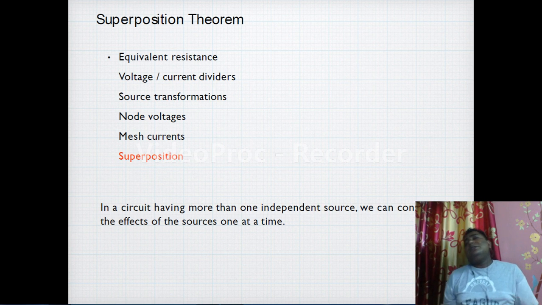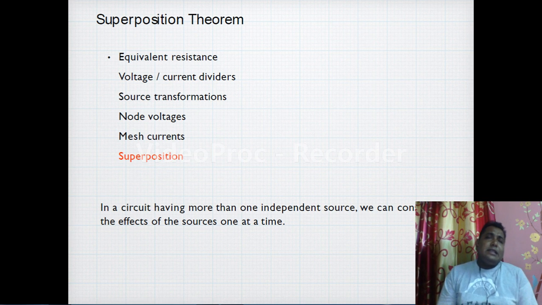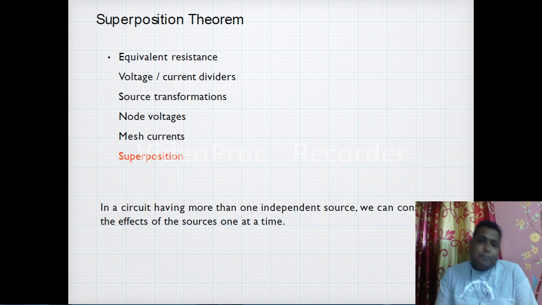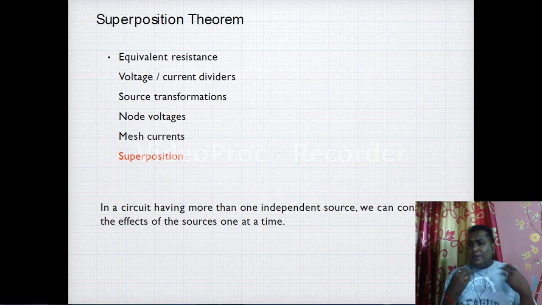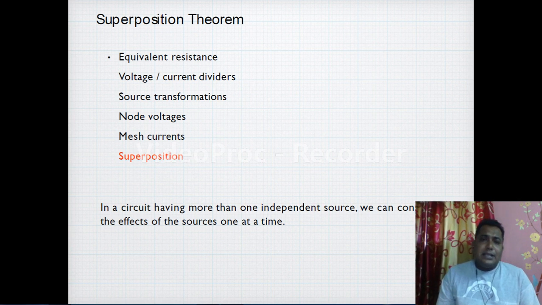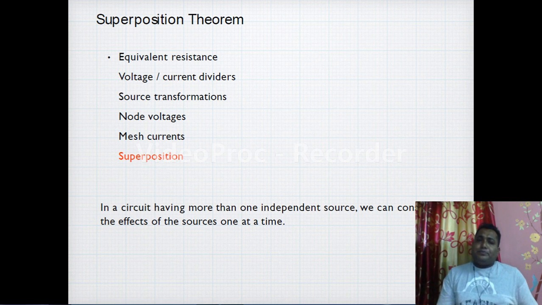So here the lines tell us the procedure to solve the theorem. Let us briefly see the procedure for solving the superposition theorem, so that we can recap the concepts from our previous classes, and then go for the solution. Okay, so let us see.